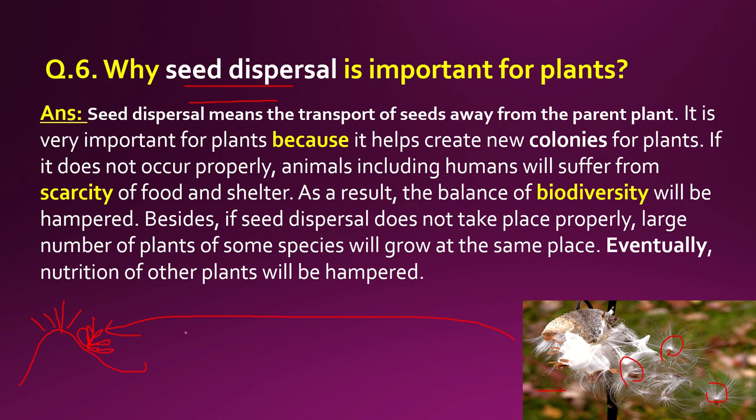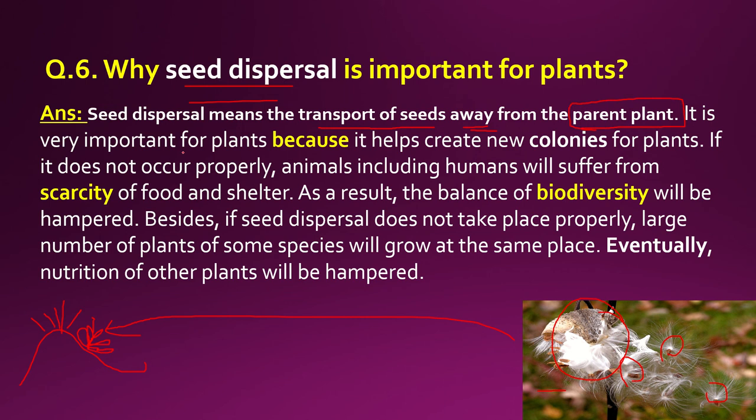So this is a process in which seeds are scattered away from the mother plant, that is the parent plant. It's like children. Whenever children grow, they fly to another country and survive there. So this is seed dispersal. Seed dispersal means transport of seeds away. Away from where? From the parent plant, the mother plant.